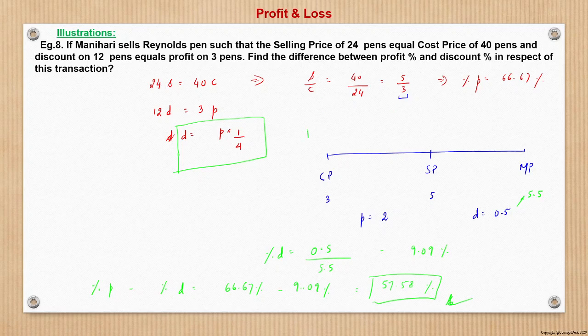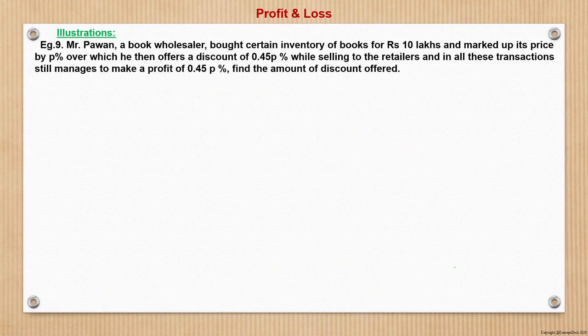So for one item, pictorially we can show that if CP is 3, SP is 5, profit is 2. When profit is 2, discount is 0.5. When discount is 0.5, SP is 5, it means MP is 5.5. So percentage discount is 0.5 on 5.5, and the same way we can calculate the difference also.